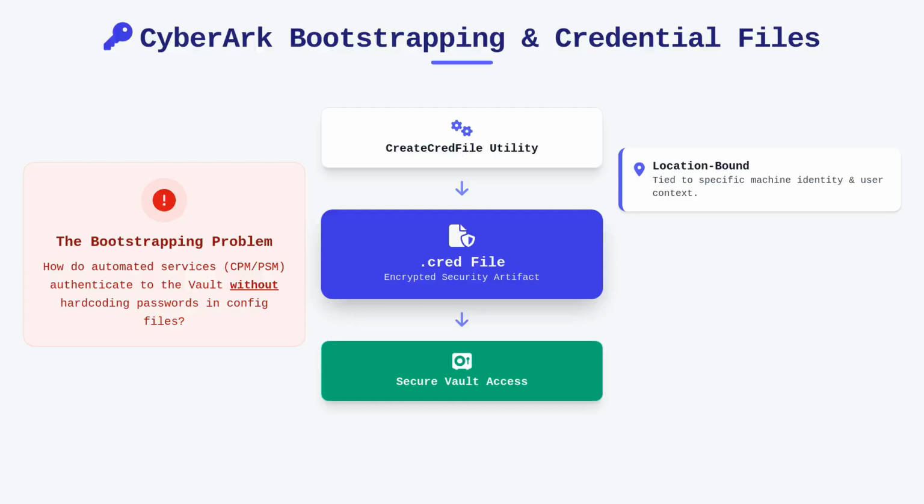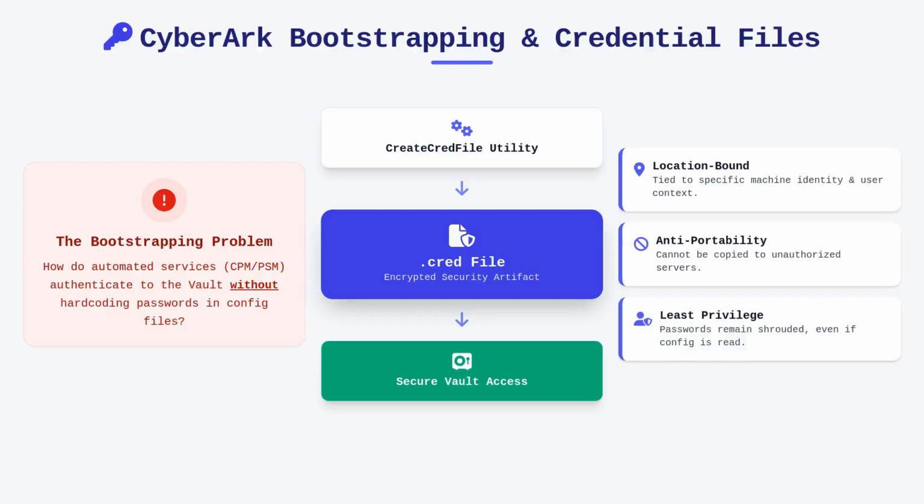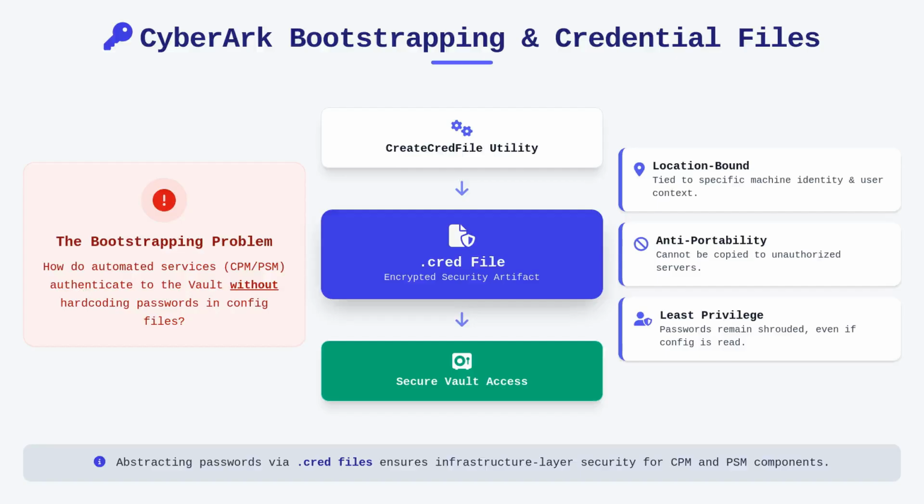It is important to remember that these files are tied to the machine's identity and the specific user context running the service, which prevents them from being easily copied and misused on unauthorized servers. By abstracting the password away from plain text configuration files, we enforce a principle of least privilege at the infrastructure layer, ensuring that even if a configuration file is read, the underlying vault password remains shrouded.